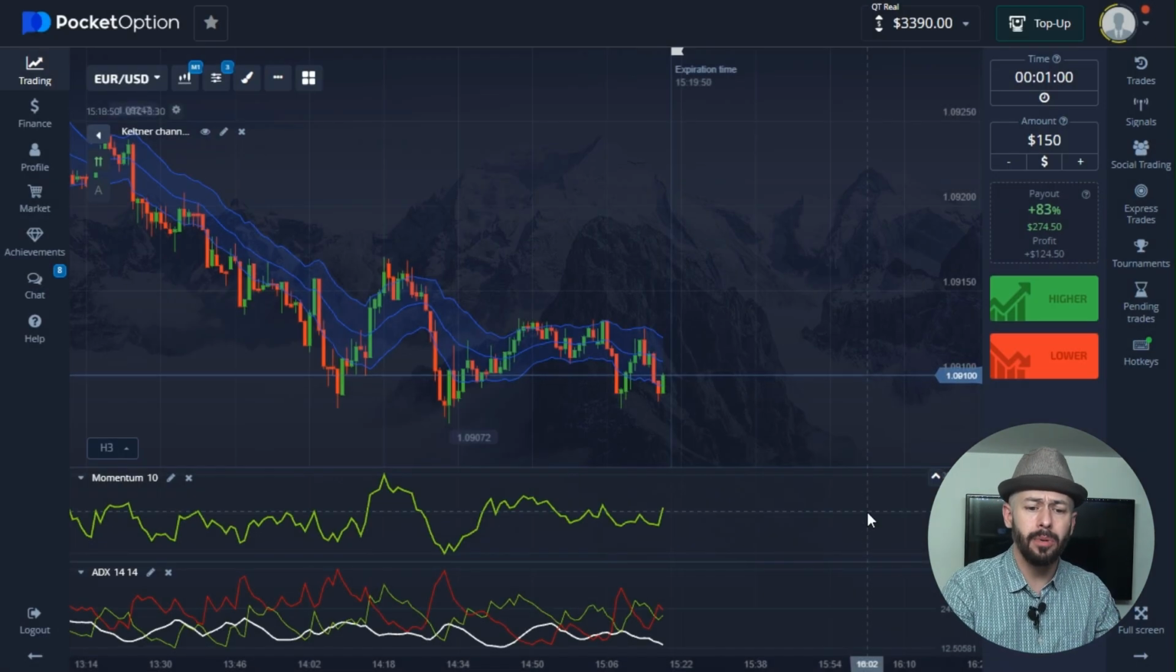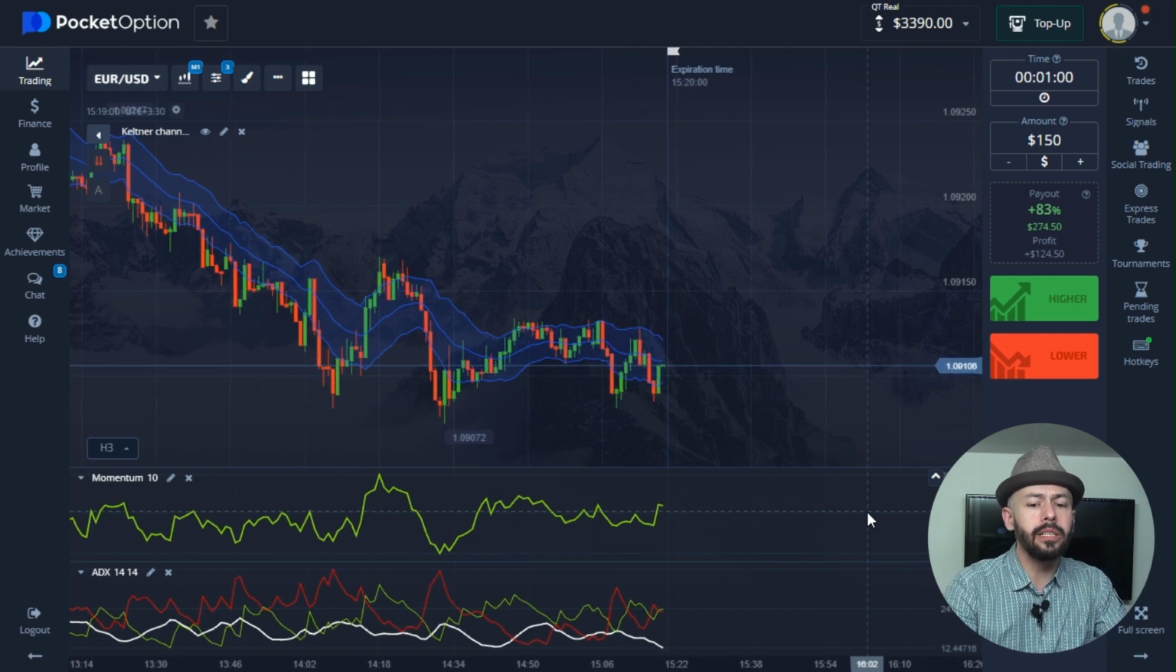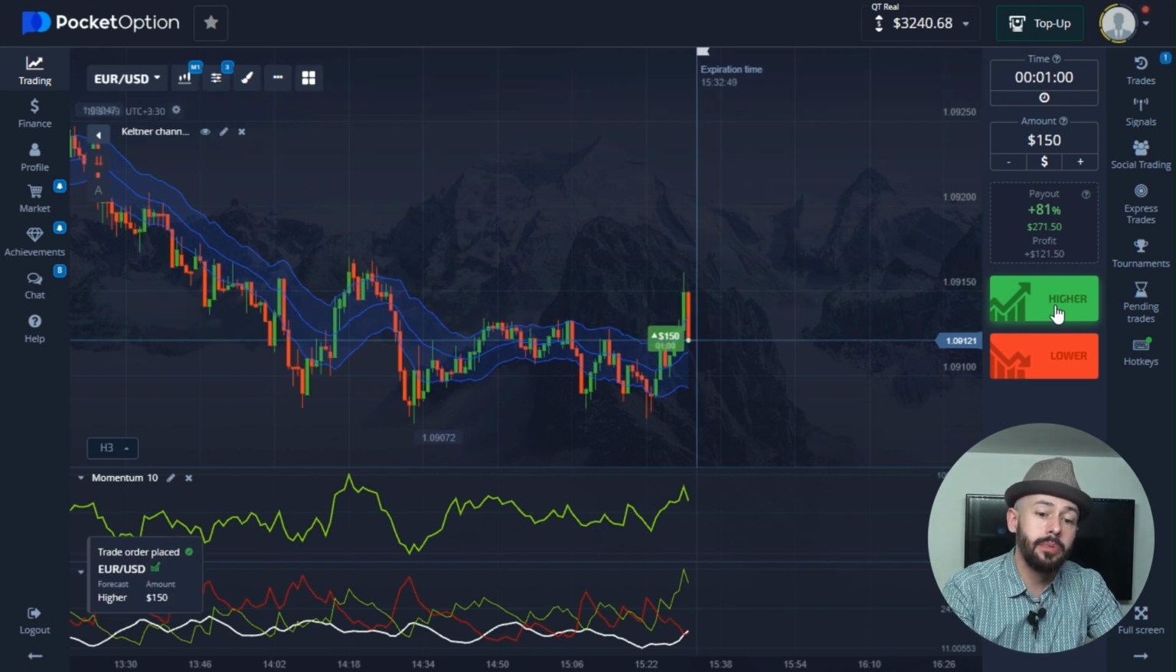I don't like the response of momentum at all. I'll try returning the settings to the standard 10 periods. And I look for another entry point to open a trade with the new settings. Let's open an upward option here, and wow, friends, this time momentum surprised me. Look at the chart.